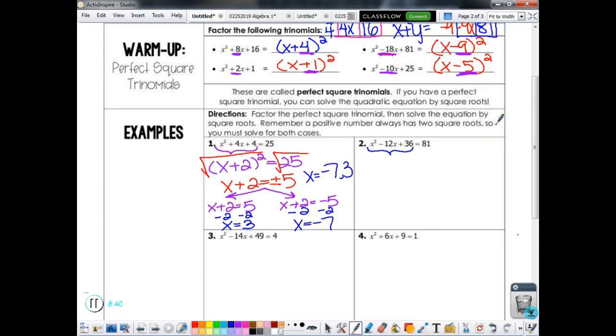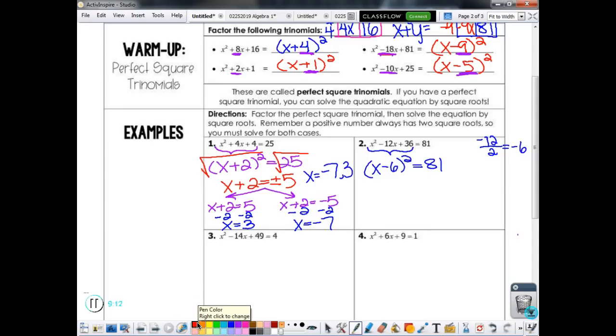The only difference is whenever you do that, like over here, if you have negatives, it's going to give you a positive answer, so you have to look at the middle term to see if it's going to be negative or positive. So here, that's why I like to just worry about the b. So if I divide negative 12 by 2, then I get negative 6. Right? So that means this becomes x minus 6 squared equals 81. Does that make sense? Okay?